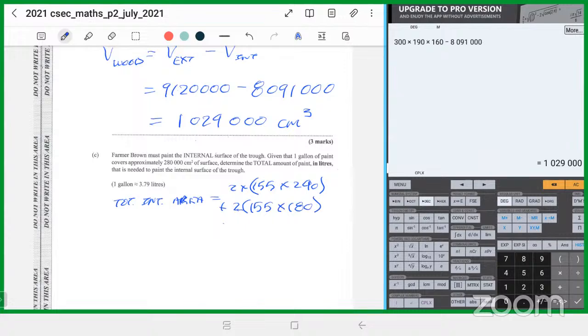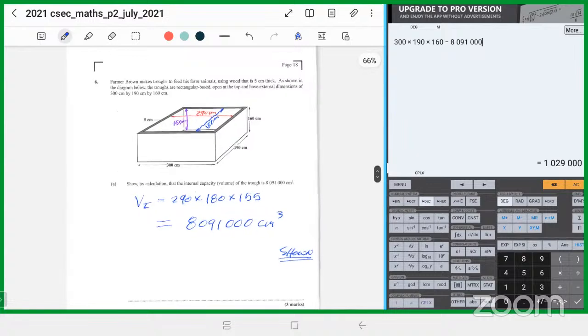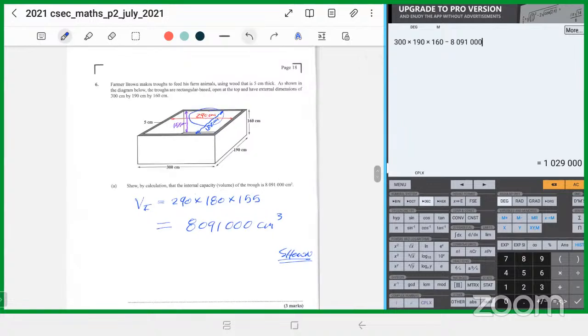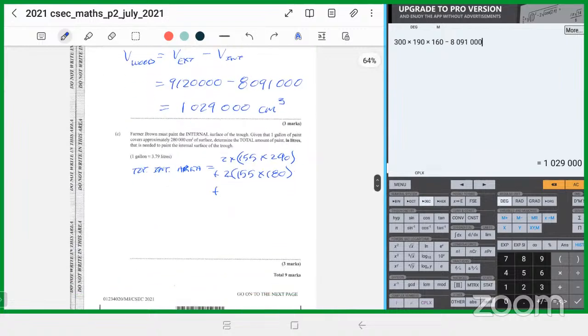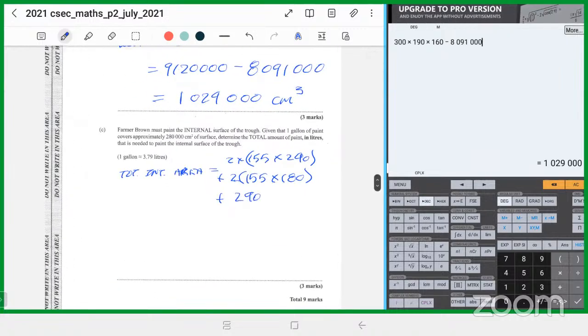Then we have the base, which is just 1 base. The base area is 290 times 180. That's the base. So we're working this out and adding them up. All right. So it's 2 times 155 times 290 plus 2 times 155 times 180 plus the 1 base, which was 290 times 180.